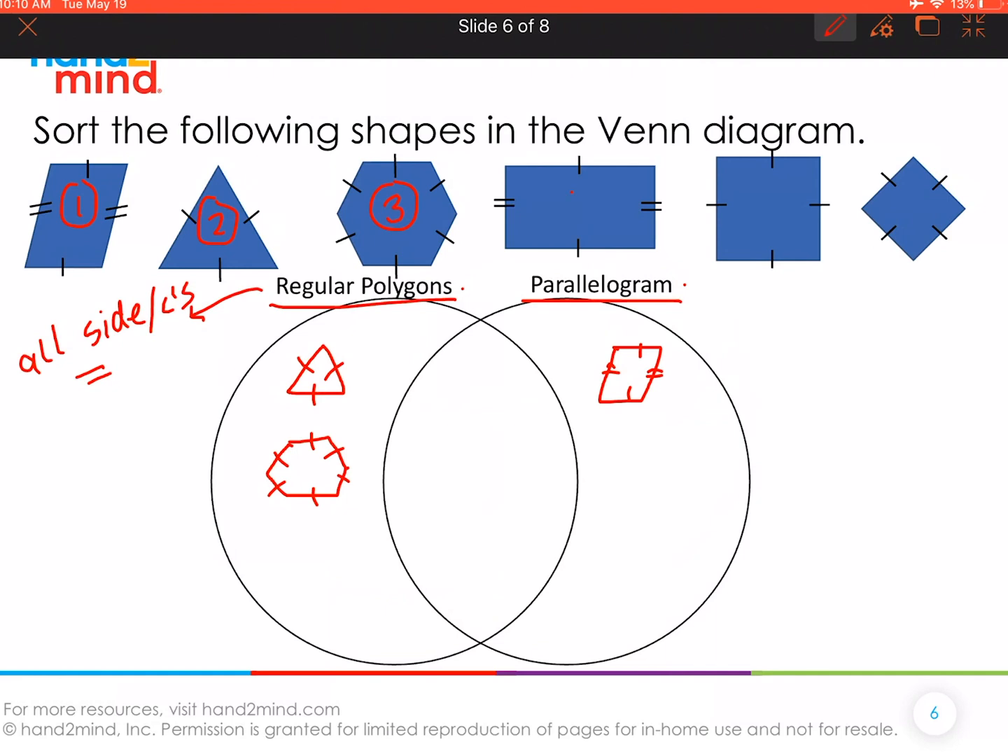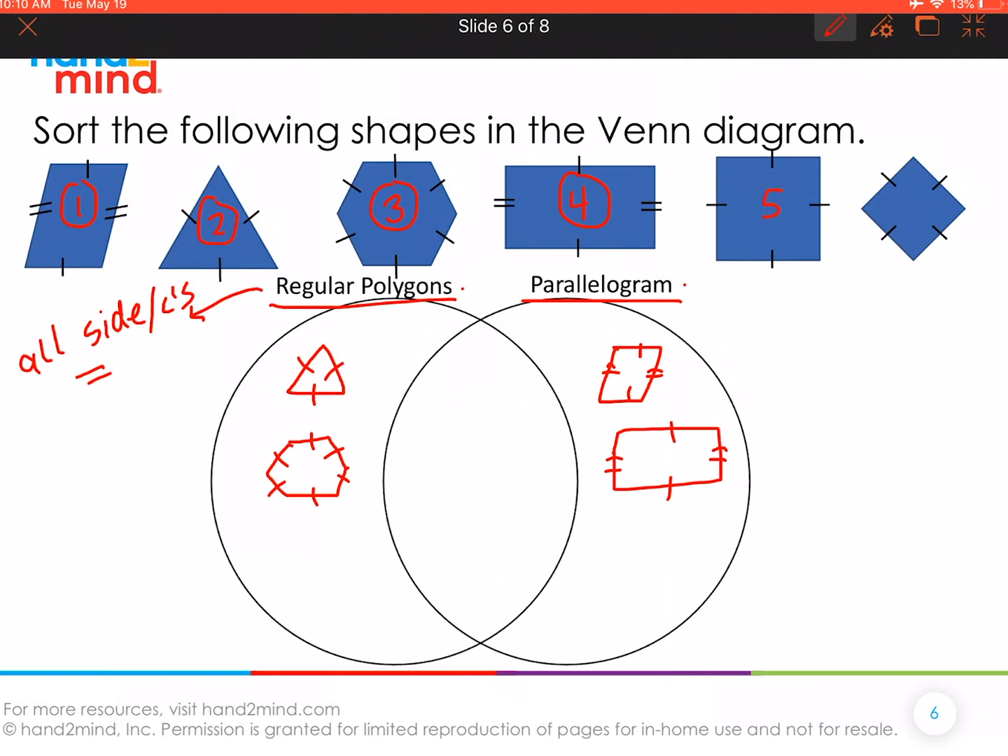How about shape number 4? Is it a regular polygon, parallelogram, or both? If you are saying rectangle, you would be correct because, again, regular polygons have to have all equal sides. And we know that this appears to be a rectangle, which would indicate that all sides are not equal.